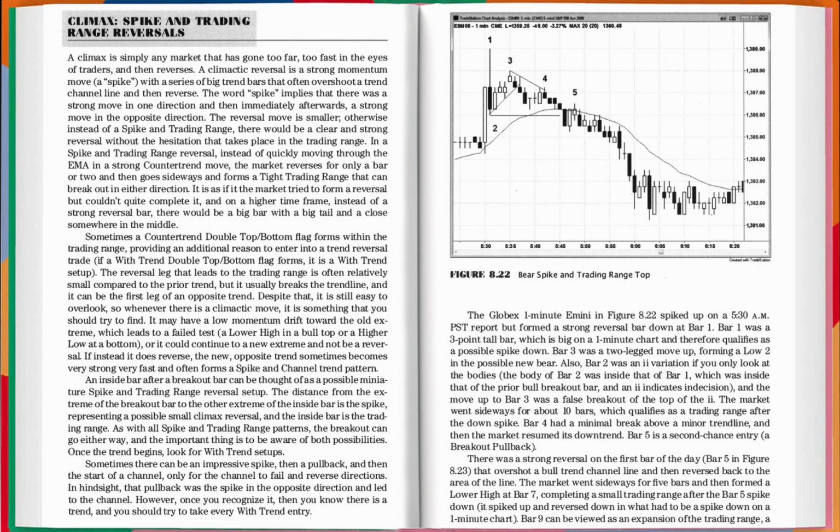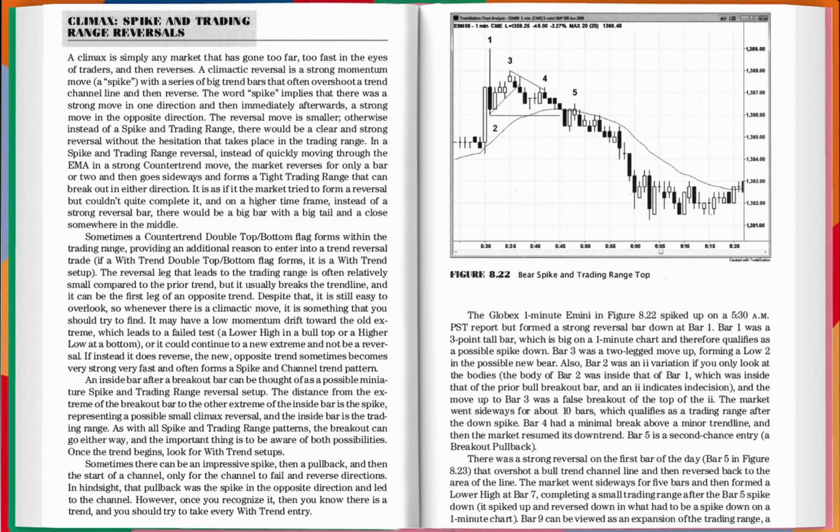The word spike implies that there was a strong move in one direction, and then immediately afterwards, a strong move in the opposite direction. The reversal move is smaller. Otherwise, instead of a spike and trading range, there would be a clear and strong reversal without the hesitation that takes place in the trading range.